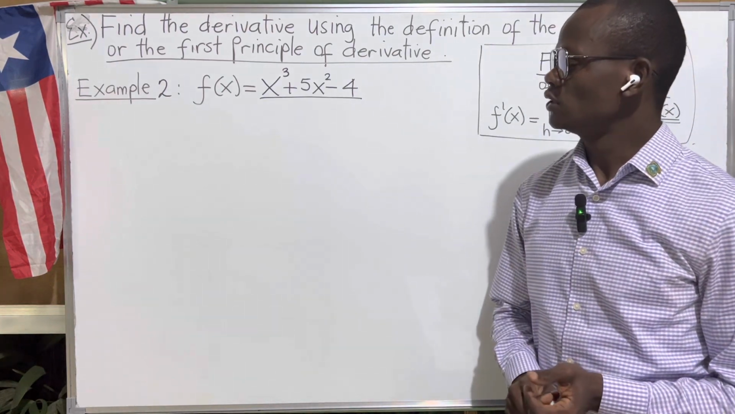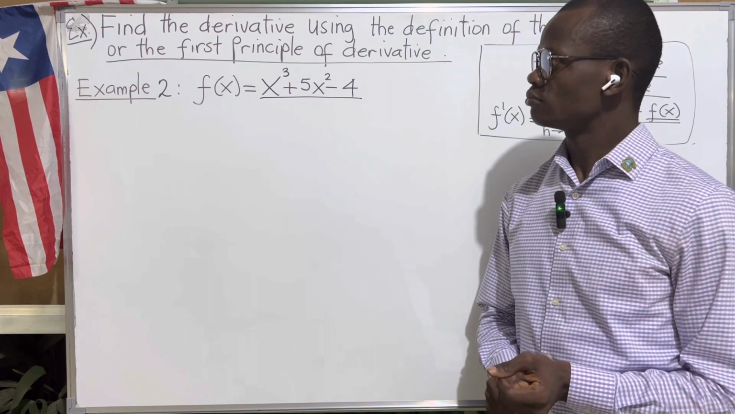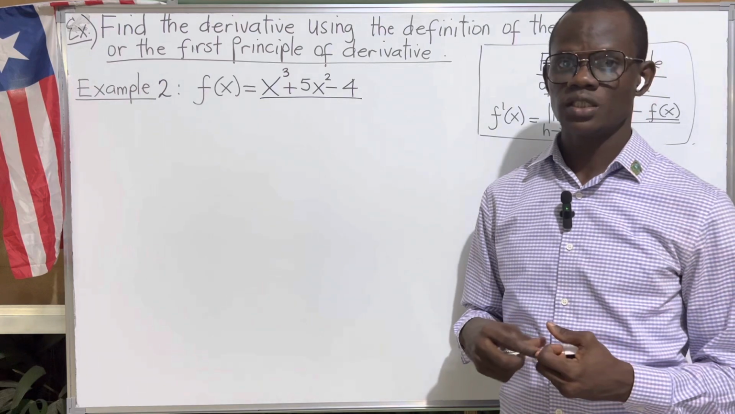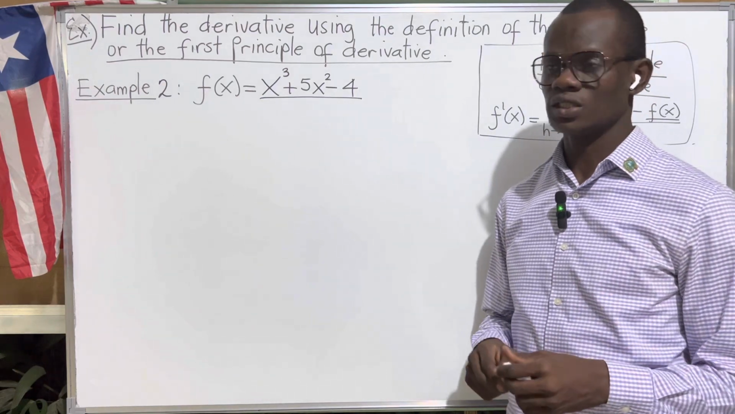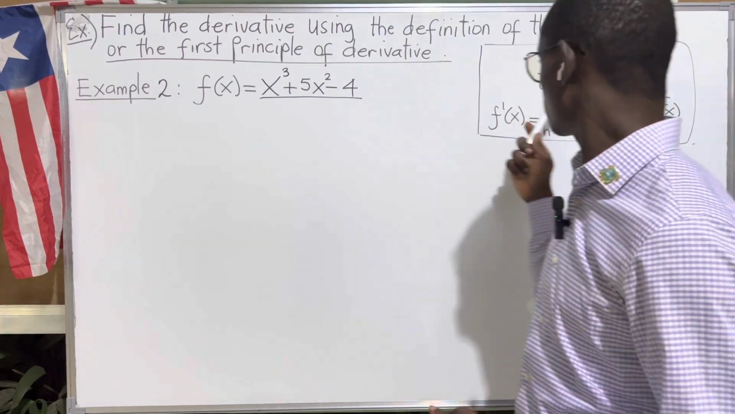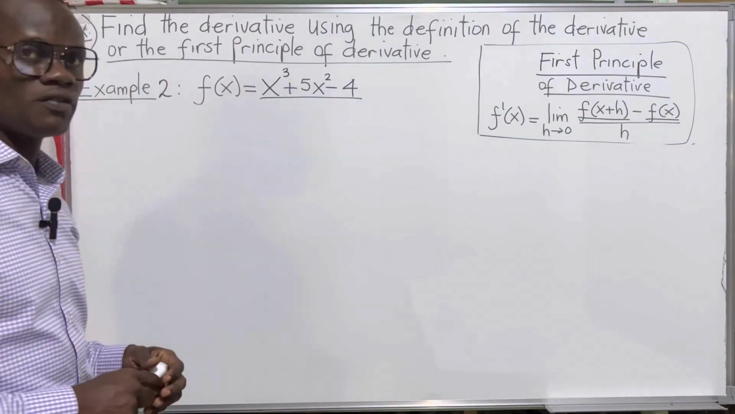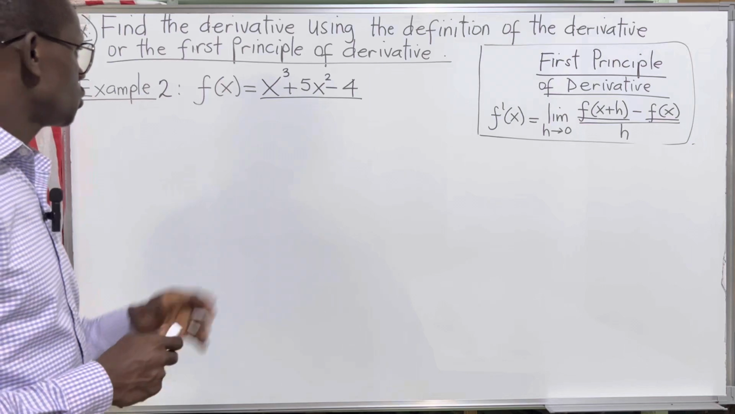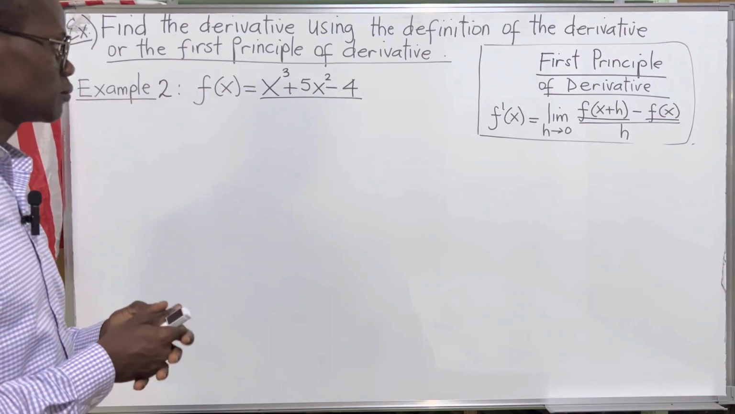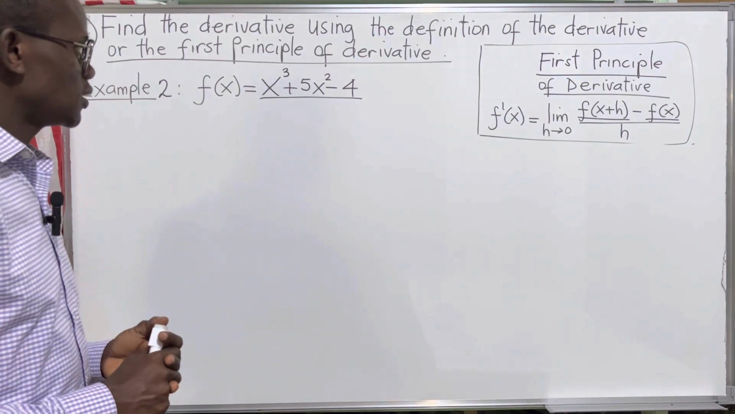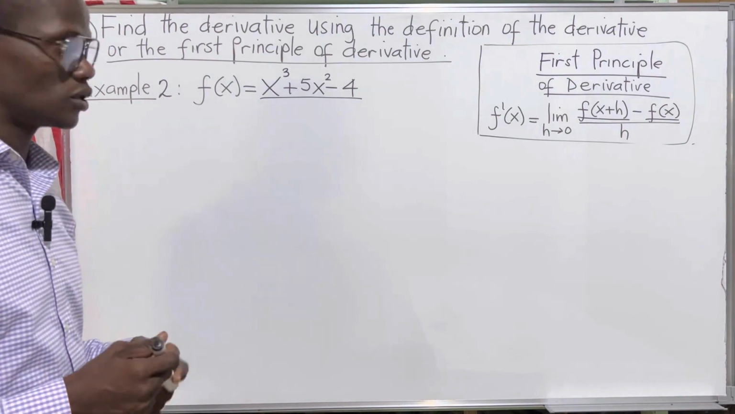So in this video, we want to look at finding the derivative of a function using the first principle of derivative, or using the definition, which is this one. So we solved question 1 in the previous example. So this is example 2. We want to solve a three-term problem, x cubed plus 5x squared minus 4.